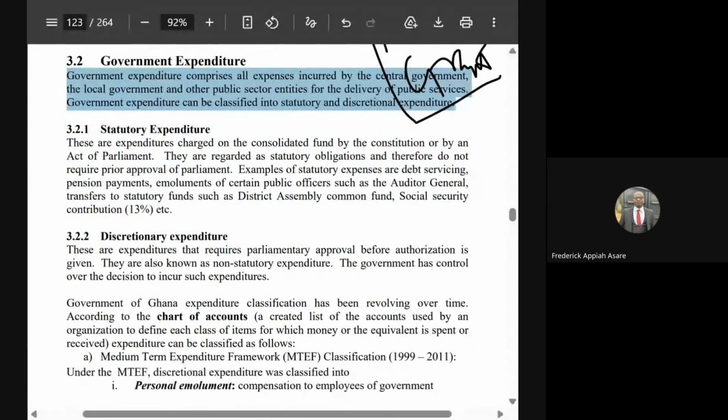There are expenses that are statutory in nature, that is, they have to incur them. Statutory, that is, the Constitution tells them to spend it. Then they have the discretionary, that is, they are not mandated to incur it, but they have to incur it because of the circumstances that they are in.